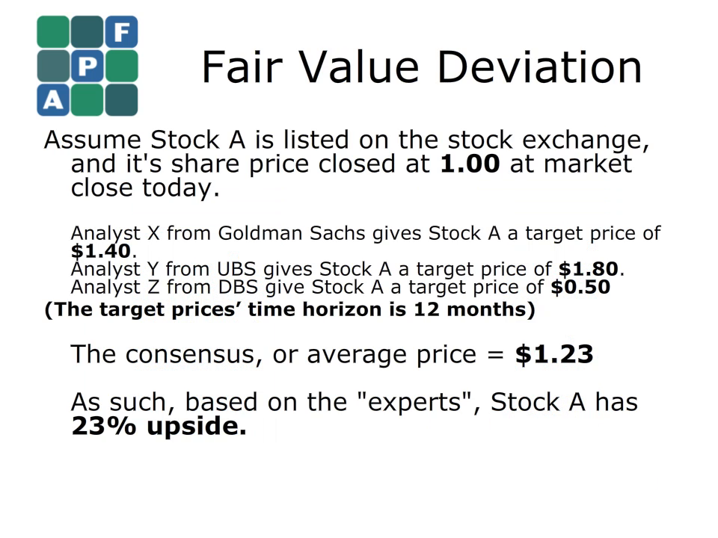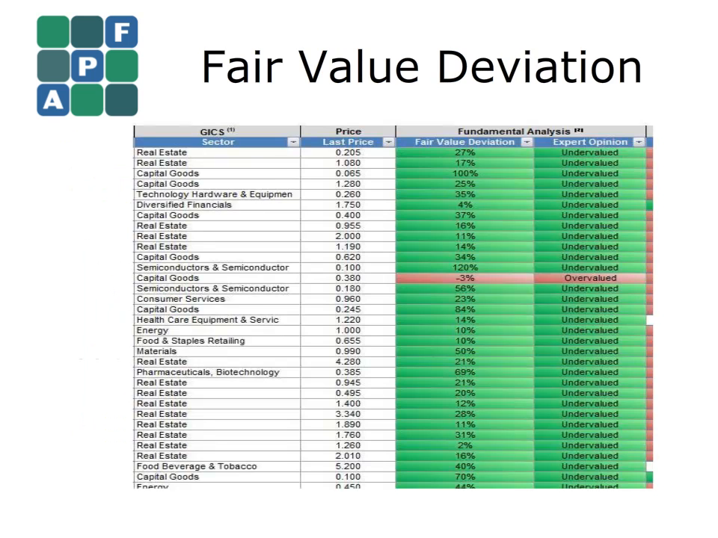For fundamental analysis, let's understand how the numbers are derived by going through one example. Assume that stock A is listed on the stock exchange, and its share price closed at $1. Analyst X has a target price of $1.40, Analyst Y has a target price of $1.80, while Analyst Z has a target price of 50 cents. Therefore, the consensus, or average target price, is $1.23. As such, stock A has 23% upside, based on its close price. In other words, it is 23% undervalued. This information is tabulated under the column, Fair Value Deviation.